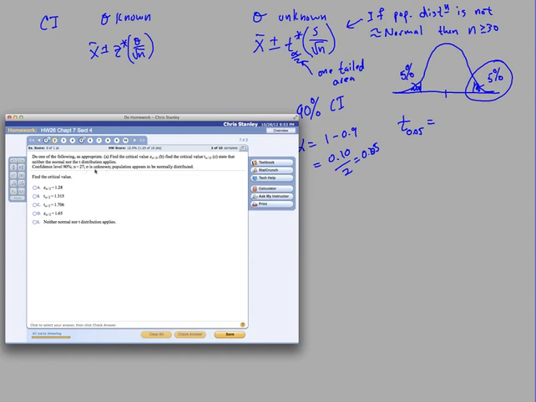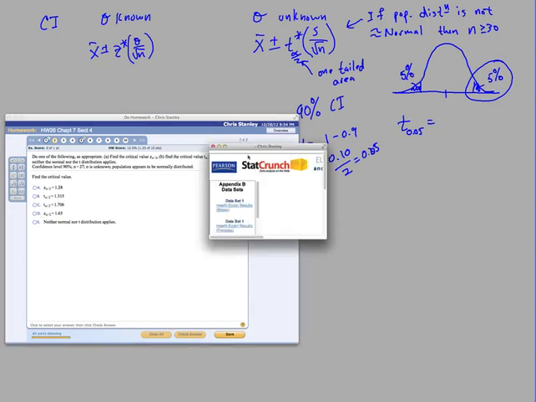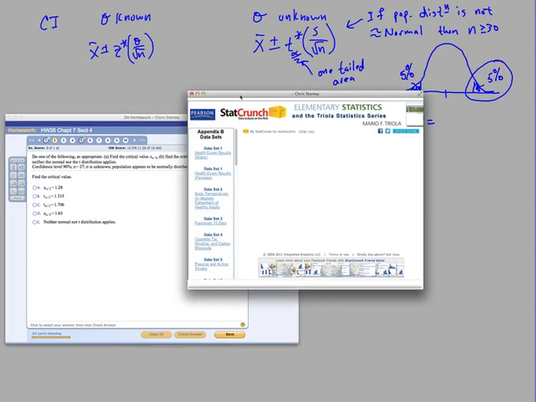Would we use a z or a t? When sigma is unknown, we always use a t. So it's either going to be b or c. Since this is normally distributed, n could be less than 30 and I'm still good. So this is how you do this. You have to go to StatCrunch.